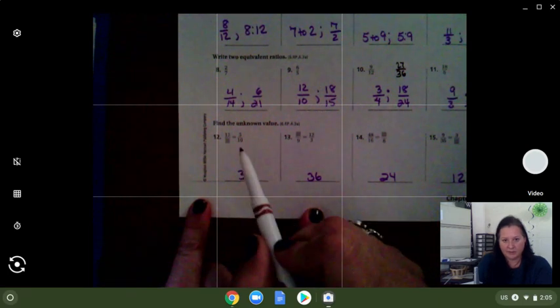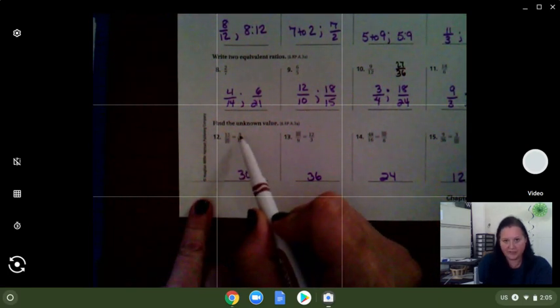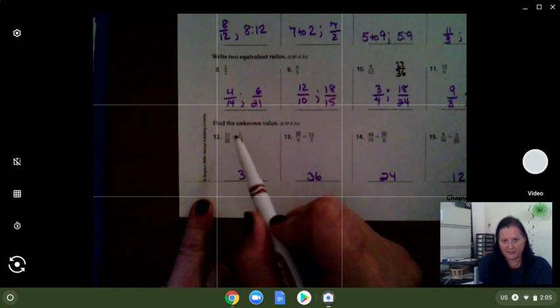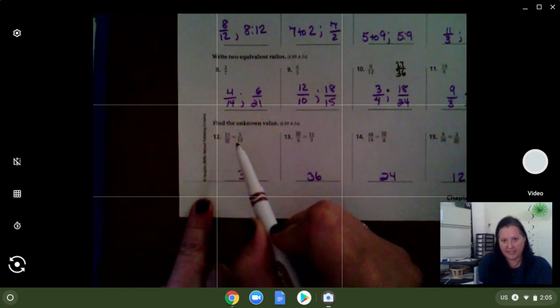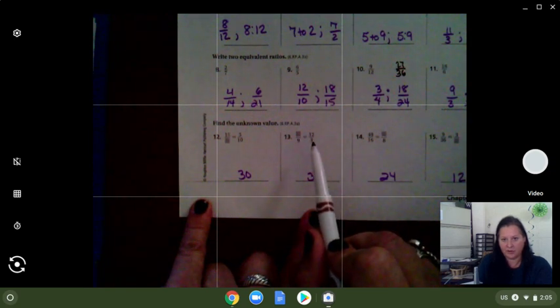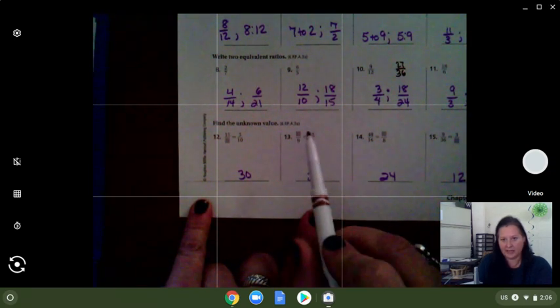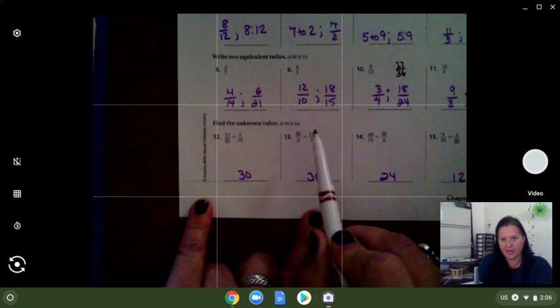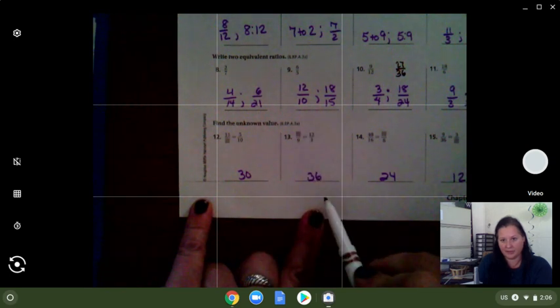All right, this one, 15 is turning into a 5, so I am dividing that by 3. This is the one I know, so 5 times 3 is 15. 10 times 3 is 30. Here, this is the one I know. 3 times 3 is 9. Whatever I do to the bottom, I do to the top. 12 times 3 is 36.